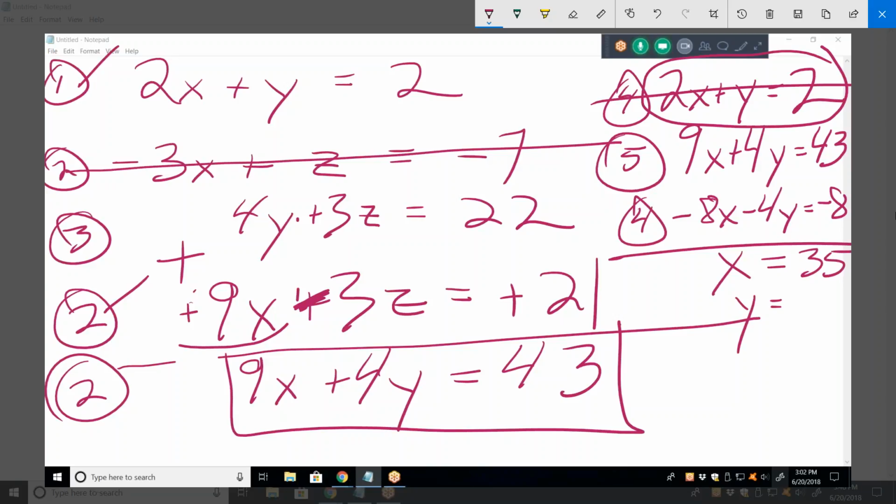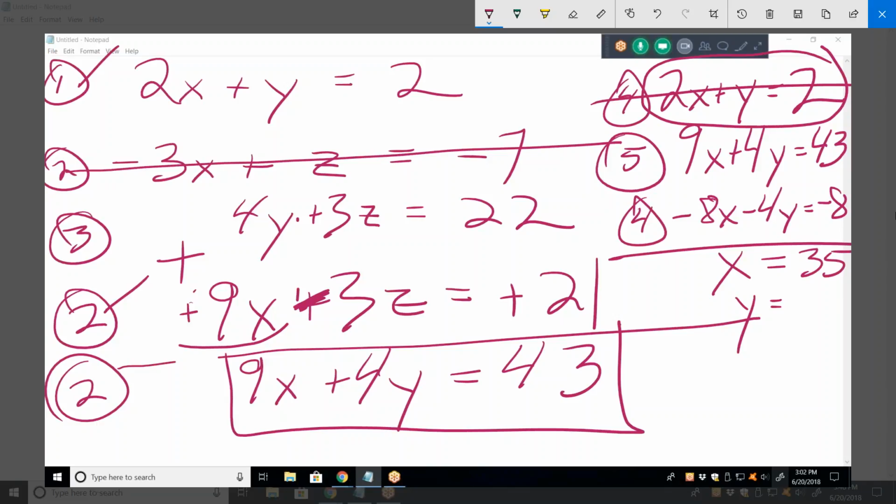So I put the 35 in there for x? And that would be on the original equation, correct? The easiest one. Yeah. Okay, so let's do it on the first one. Yeah, that's by far the easiest one.